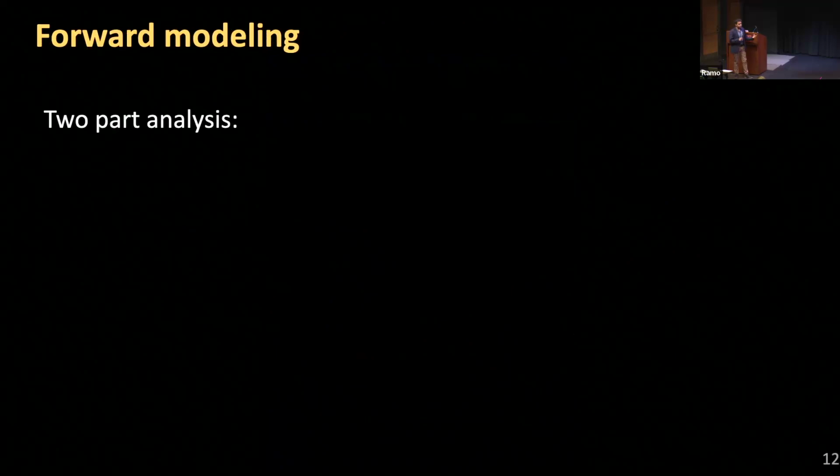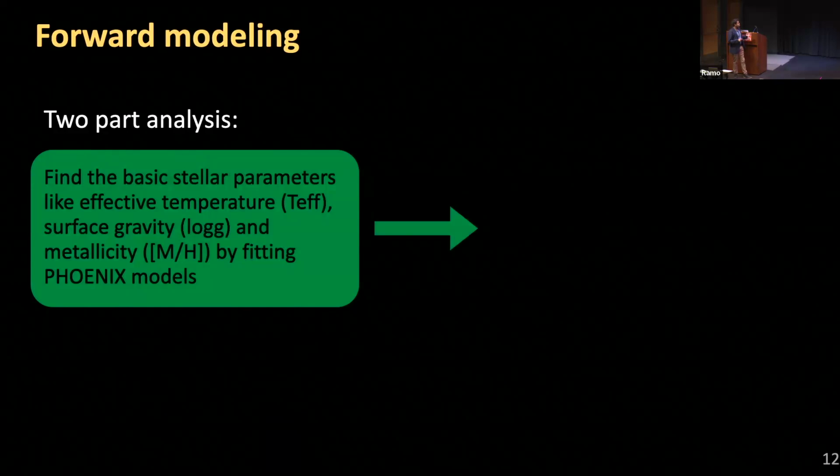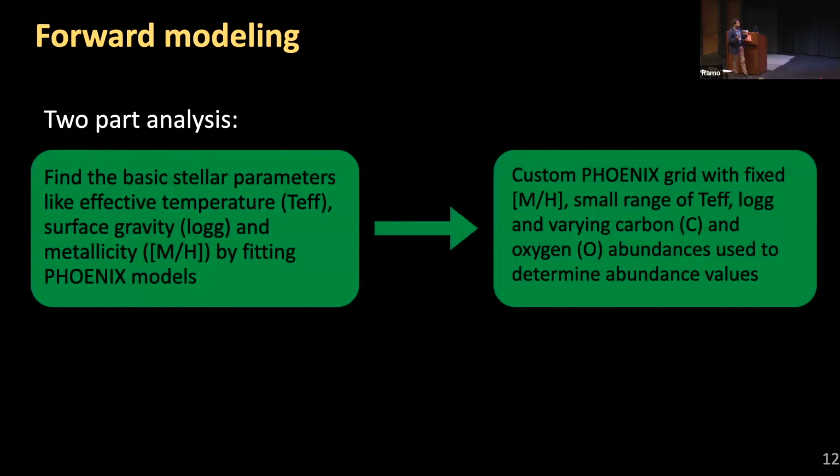And the analysis I did for the abundance measurement was a 2-part analysis. The first part was a forward modeling analysis, which involved finding the basic stellar parameters, and then using those parameters to get a custom grid with varying carbon and oxygen, which is then used to determine the abundance values.